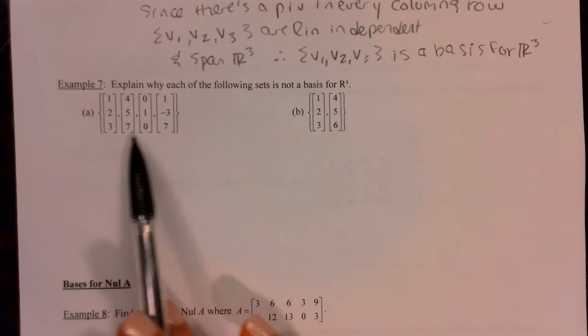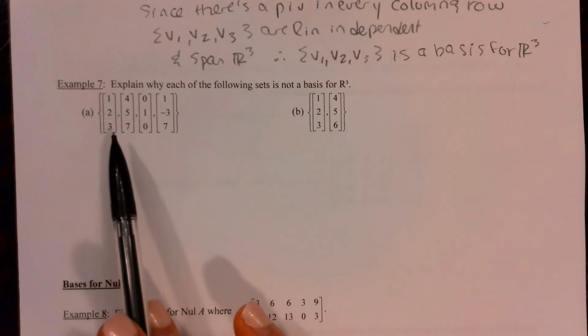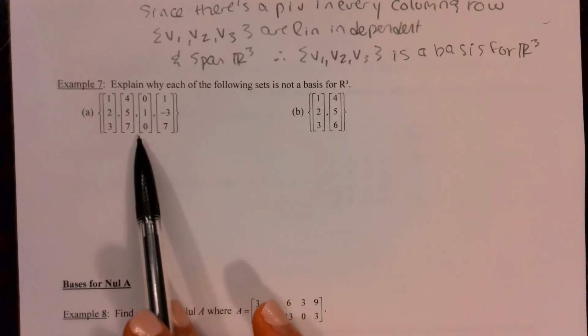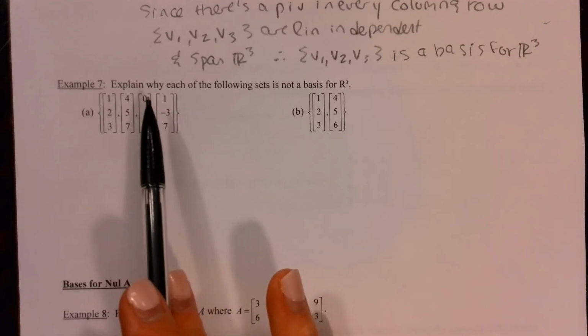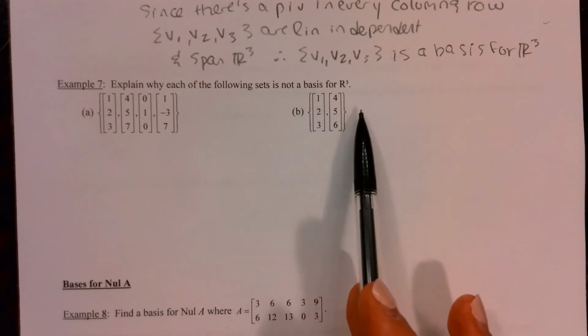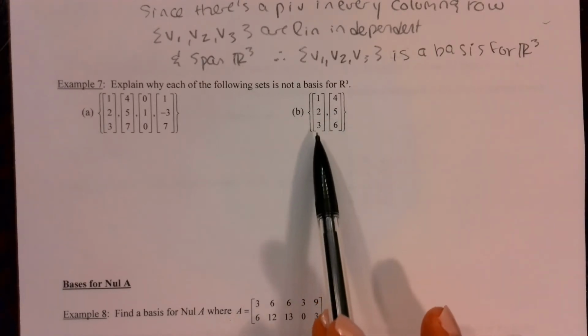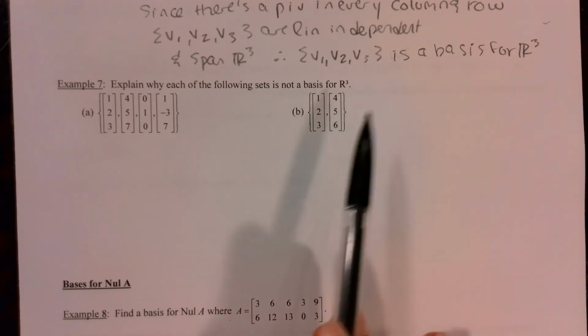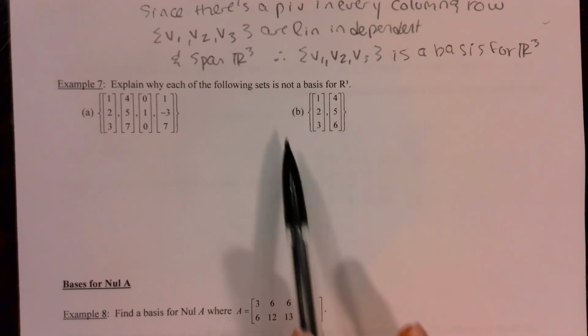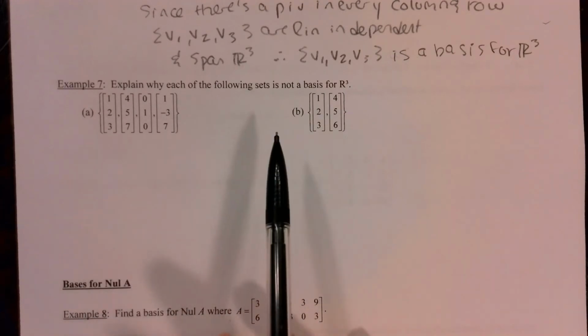If I have 4 columns and only 3 rows, I can't have a pivot in every column. Therefore, these cannot be a linearly independent set. So this cannot be a basis for R3. And on the opposite side, if I don't have enough columns, I can't have a pivot in every row. Therefore, these 2 vectors by themselves can't span R3 because there's not enough room to have a pivot in every row. So neither of these could form a basis for R3.